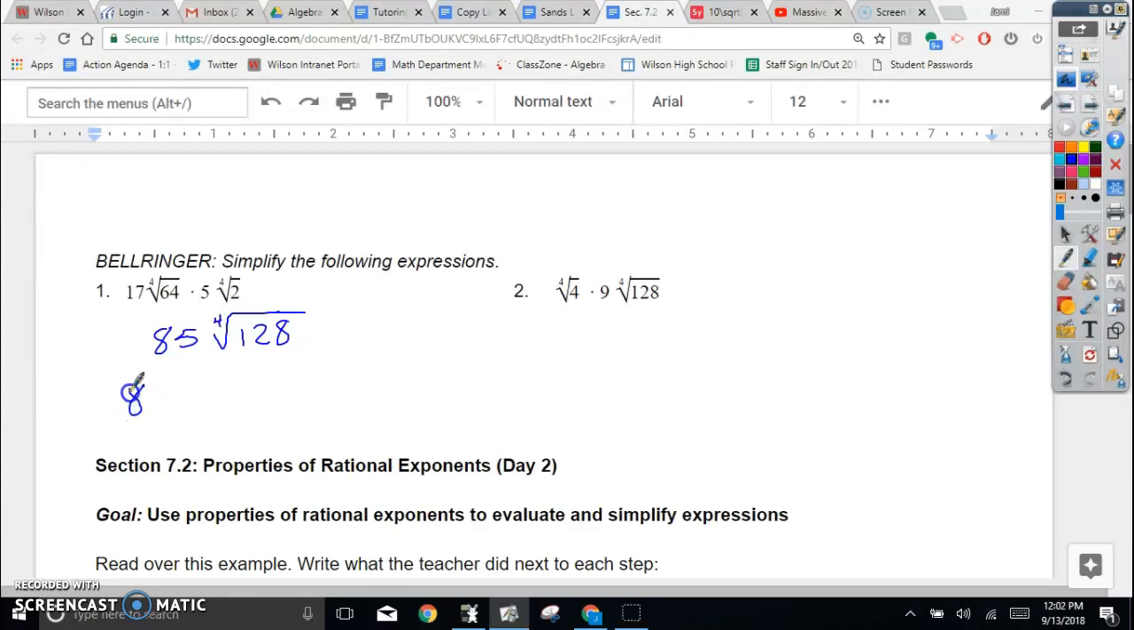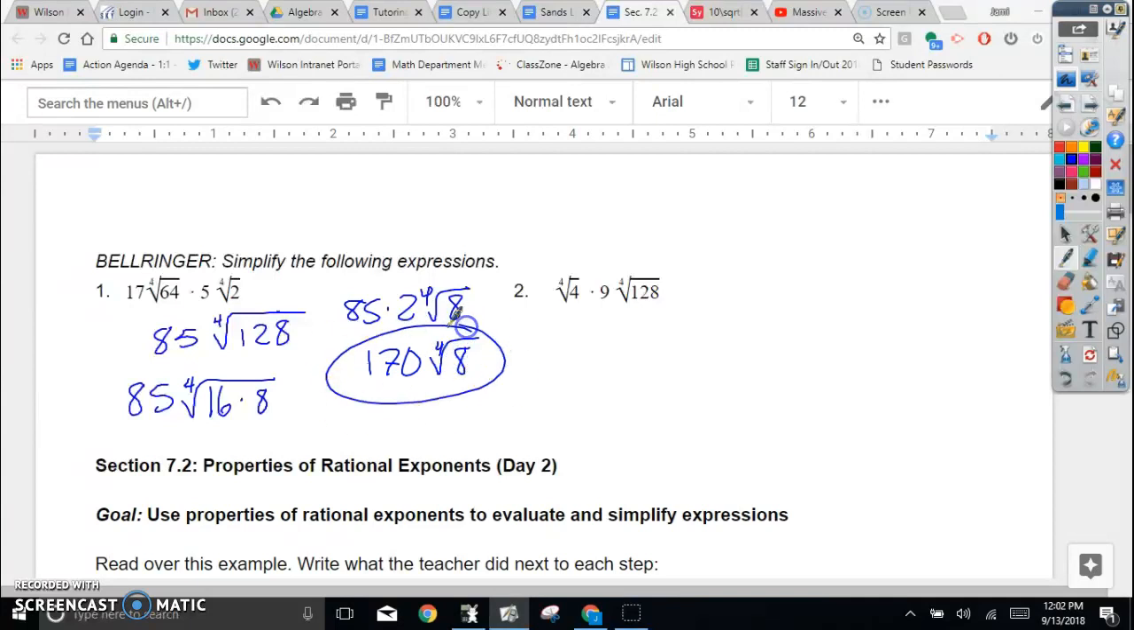Okay, so I'm going to go 85, fourth root, 16 times, what do we got here? Yep, 48, 80, yep. So 16 times 8 is 128. Let's do the fourth root of that. So that would be 85 times 2 times the fourth root of 8. And this would be, excuse me, 170 times the fourth root of 8. And that will be it for number 1.